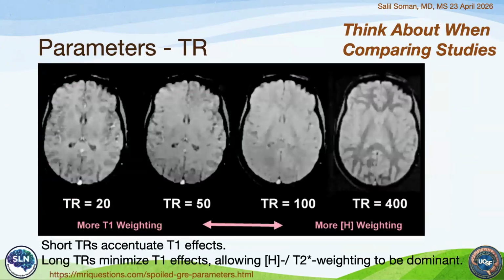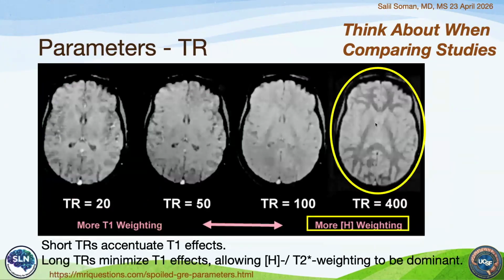Then TR is another one. The higher your TR, or repetition time, the more susceptibility signal you get. So here, all the way over here, you really can't tell the difference between gray and white matter. But here, the white matter tracts are really jumping out. Again, that's just more susceptibility, so the myelin and the white matter tracts help you see the difference.